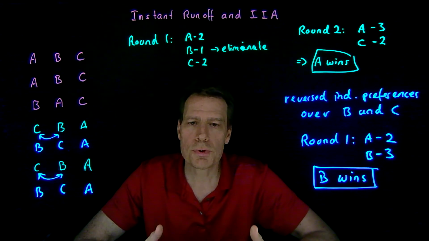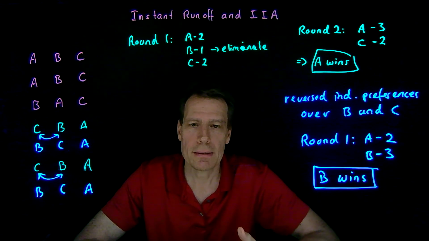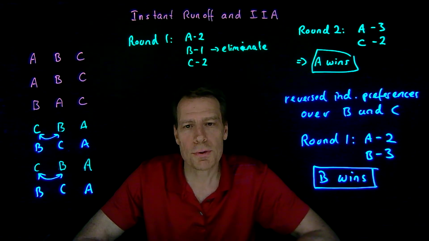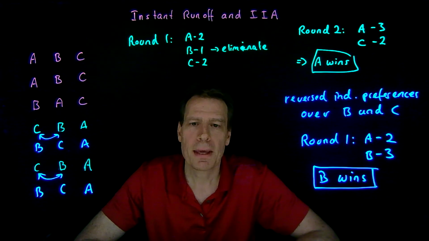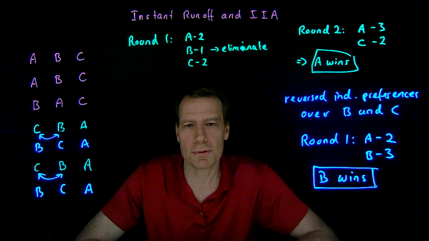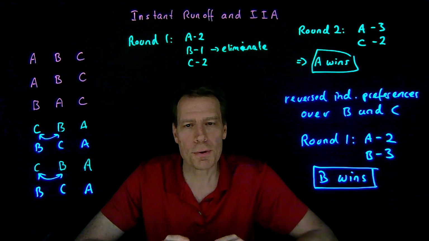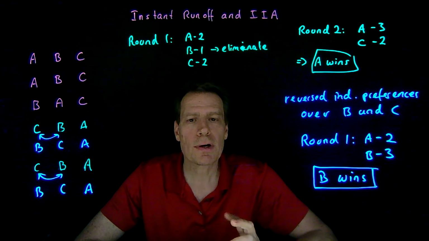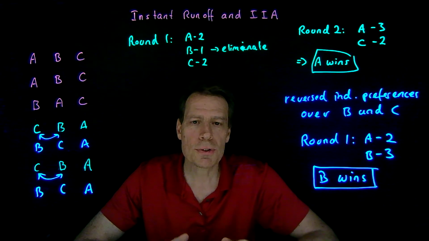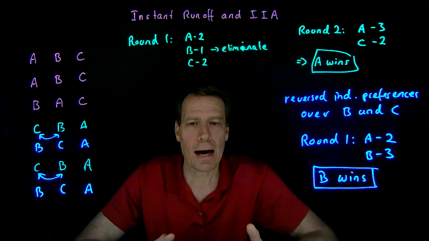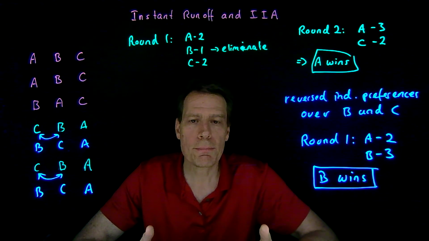We've changed the social preference ordering over A and B by changing how two voters feel over B and C. That's a violation of independence of irrelevant alternatives. We've changed how two voters felt about two irrelevant alternatives when we consider A versus B, and yet that changed how the social preference ordering emerging from the instant runoff ranks A and B.